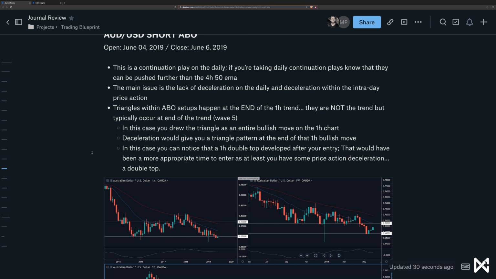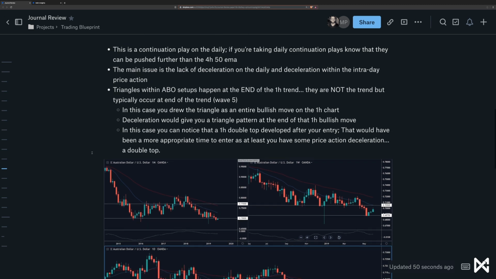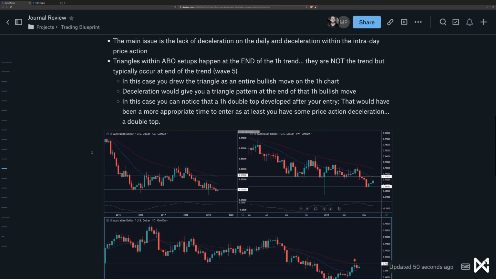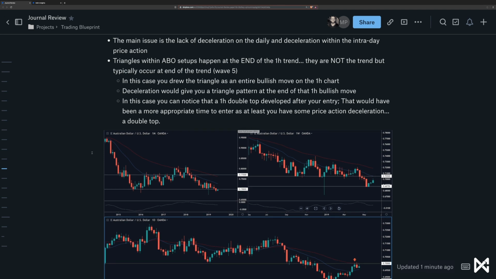If it's like a daily trend, daily wave 1, daily wave 3 specifically, or daily wave 5, if it's like a daily IBO or a daily CBO, you could push it farther. You could take an ABO and push it past the 4-hour 50. Or if you want to be strictly a day trader, any ABO, you can just target the 4-hour 50 EMA period, right? That would be more of a hybrid approach. The main issue is the lack of deceleration on the daily and deceleration within the intraday price action, okay?